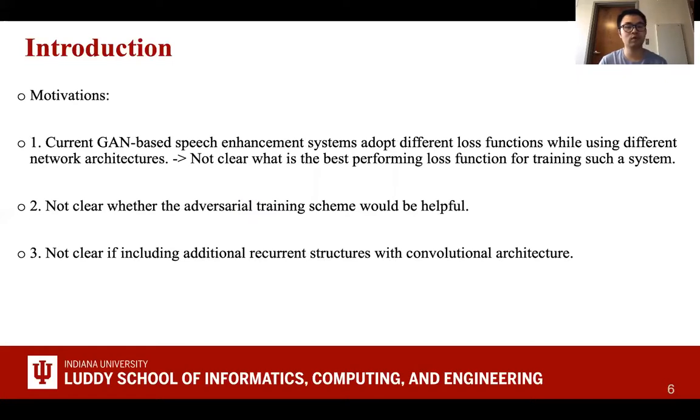The motivations for this work are quite straightforward. First, we noticed that the current GAN-based speech enhancement systems often adopt different loss functions while using different network structures. So it is not clear what the best performing loss functions are for training such a system. It is also not clear whether the adversarial training scheme would actually be helpful, because those systems have not been compared with any other non-GAN-based approaches. And it is also not clear if including additional recurrent structures with the convolutional architecture would be beneficial.